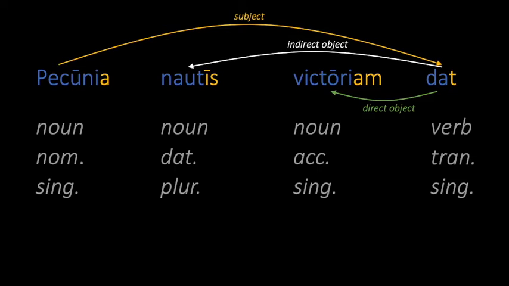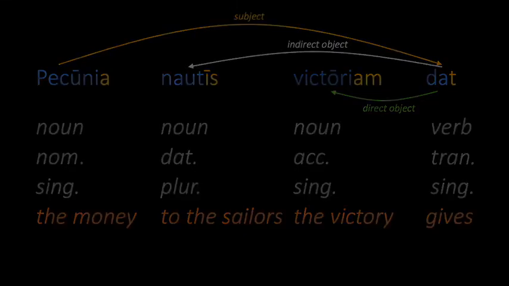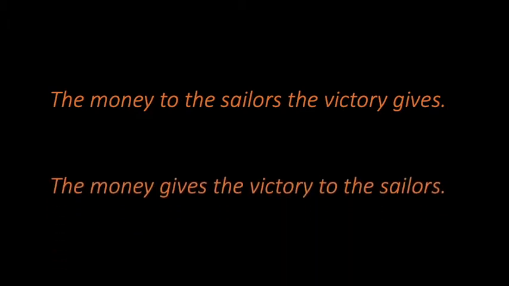Now that we know the roles of the words in the sentence, we can assign them meanings. Pecunia is the money. Nautis, as plural indirect object, is to the sailors. Victoriam is victory, and dat is gives. Thus, we have the money to the sailors the victory gives. Or, to put it in a word order more natural to English, the money gives the victory to the sailors.